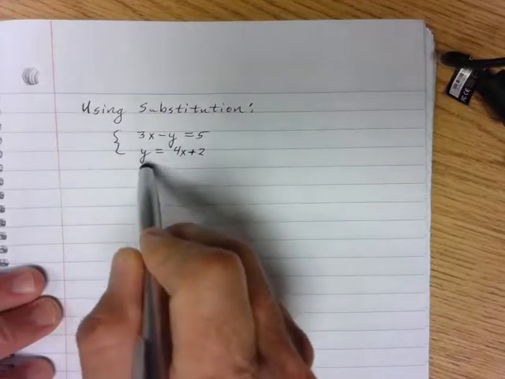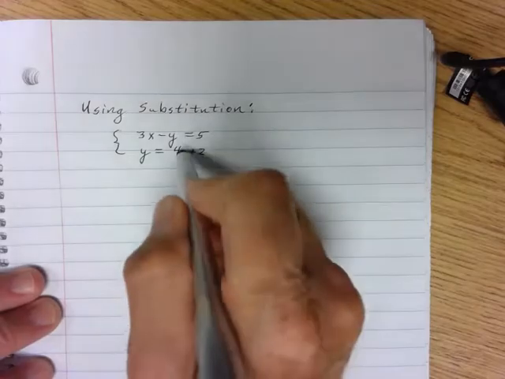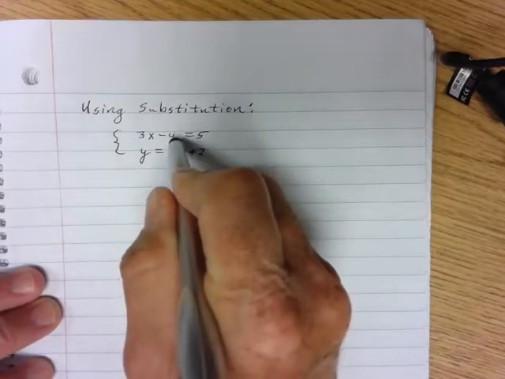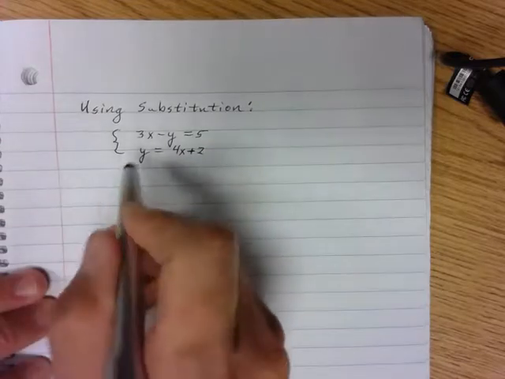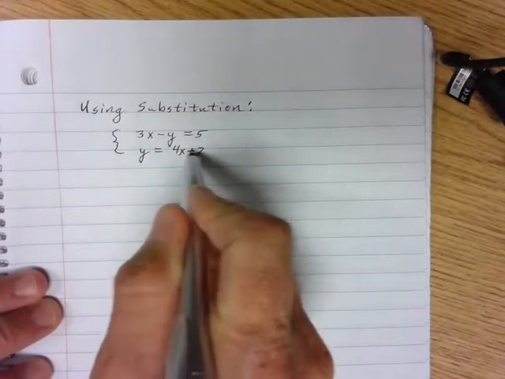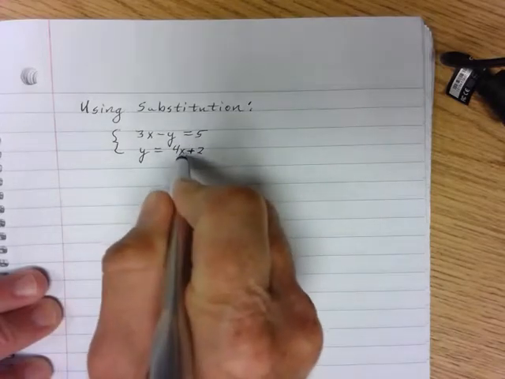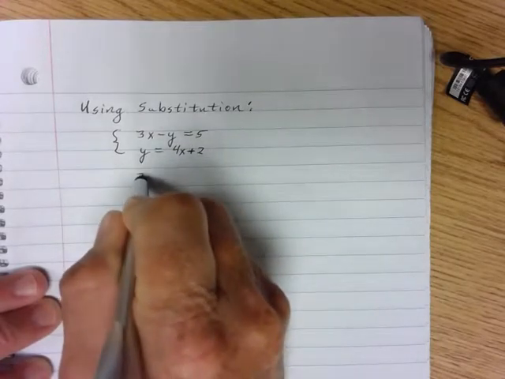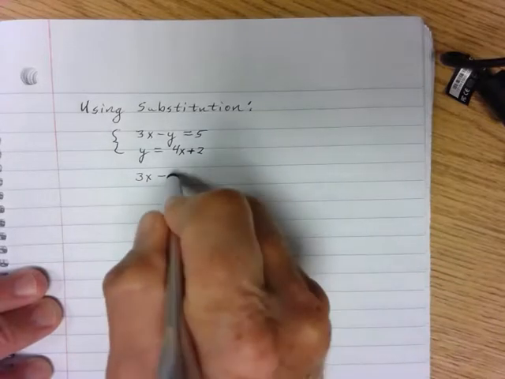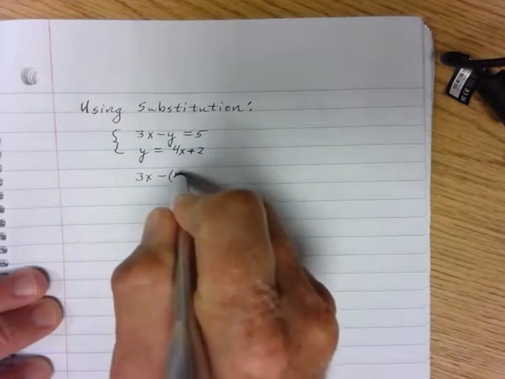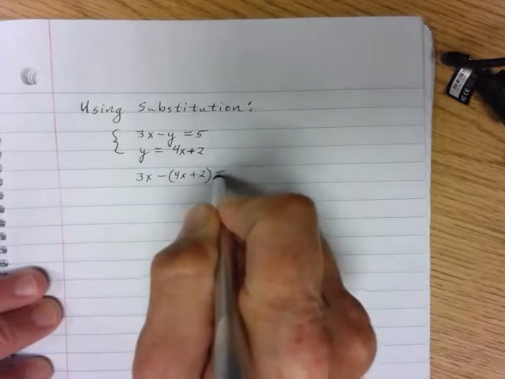Well, since they clearly state what the value of y is, 4x plus 2, we can just take this 4x plus 2 and substitute it into the first equation for y, because this y is equal to 4x plus 2. So why don't we just put it in there? So I would put the entire 4x plus 2. Now be careful, because there's a minus sign there. So it's going to be minus the entire y, which is in this case 4x plus 2. So that's equal to 5.